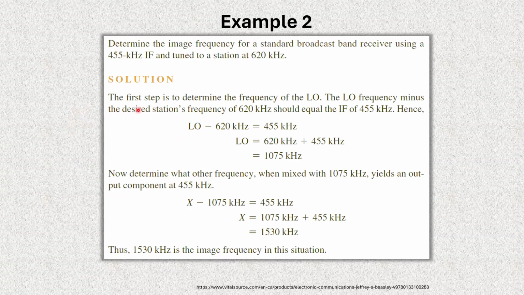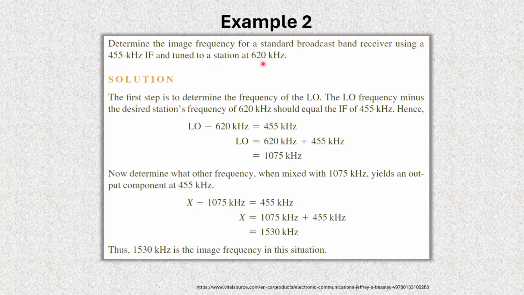Okay, so let's get this in here. Determine the image frequency for a standard broadcast band receiver, which would be AM. We can tell that it's AM because standard broadcast has both sidebands present. Plus, we see the 455, which applies to AM. This is the IF for AM, the intermediate frequency for the amplitude modulation.